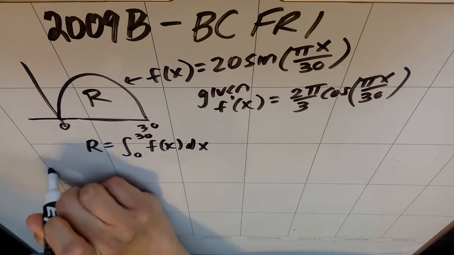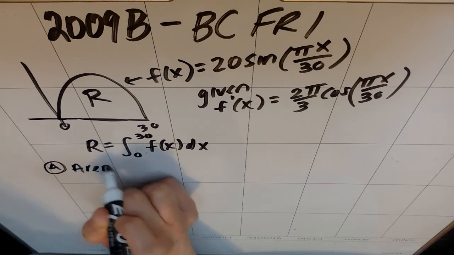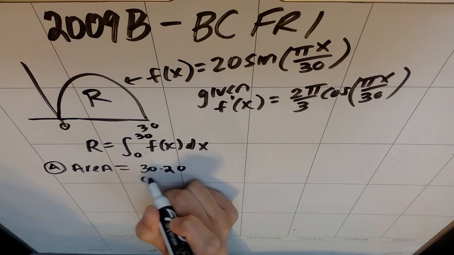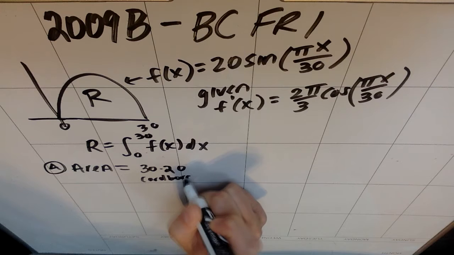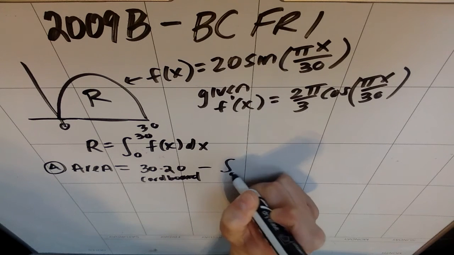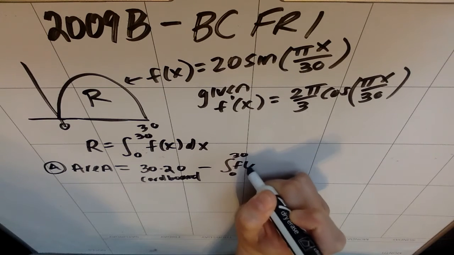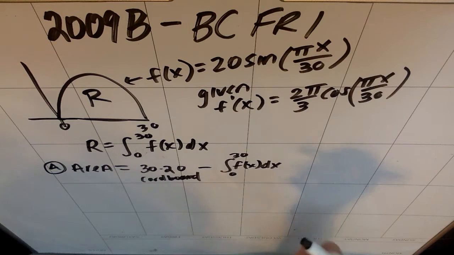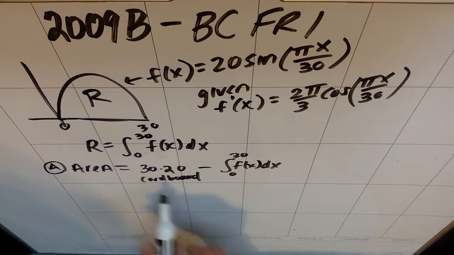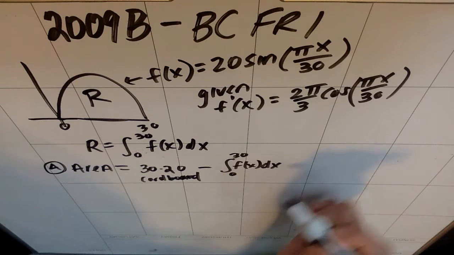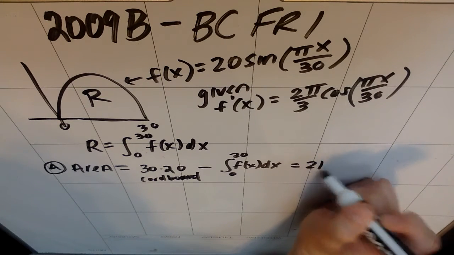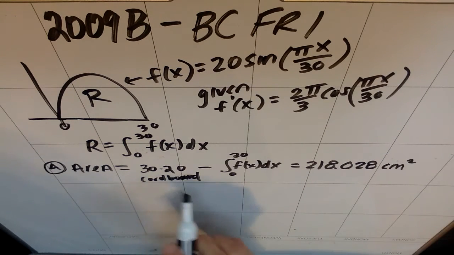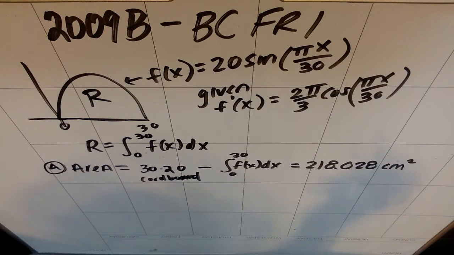But what they want in part A is the area that you get if you take the amount of cardboard, which was 20 by 30, so 30 times 20, that would be the cardboard, minus the area of R, which is the piece that you're actually keeping for the base of the cake. So this is the setup that you want, and then you're allowed to type this in your calculator. They need to see this physical setup, that you're doing the cardboard minus the area that's the base of the cake, and then you're just going to type it in your calculator, and you're going to get 218.028 centimeters squared, because these measurements are all in centimeters, and it's area, so it should be centimeters squared.